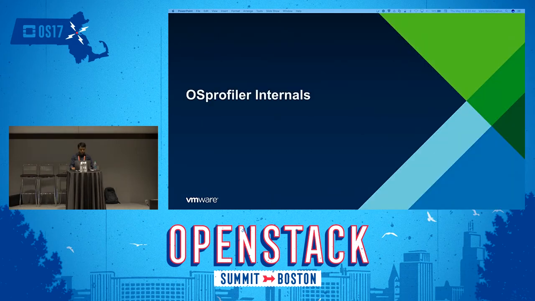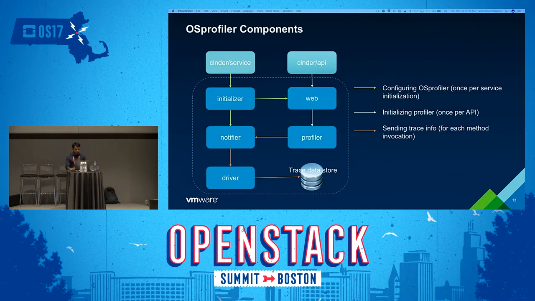Okay, so let's move on to some of the internals of OSprofiler. These are the different modules in OSprofiler. I'll start with the profiler module. That module is responsible for generating the trace elements. When a method gets invoked, it generates a trace element before it enters the method, and once it exits the method, it generates another trace element so that we can calculate the time for execution of that method.